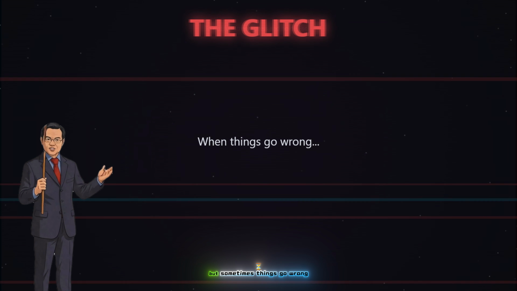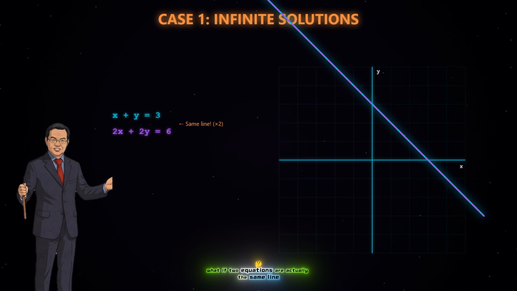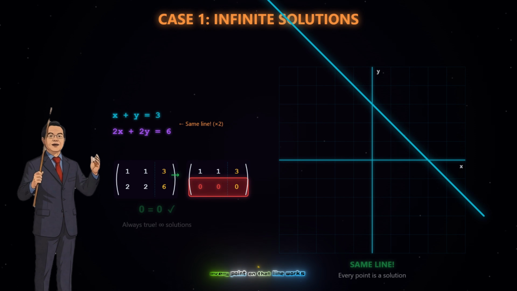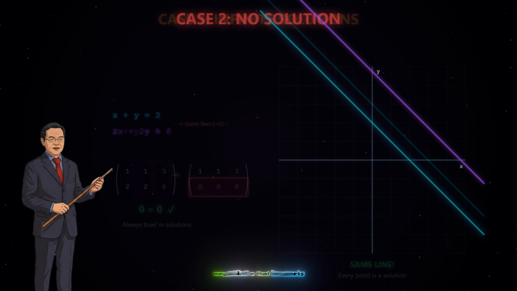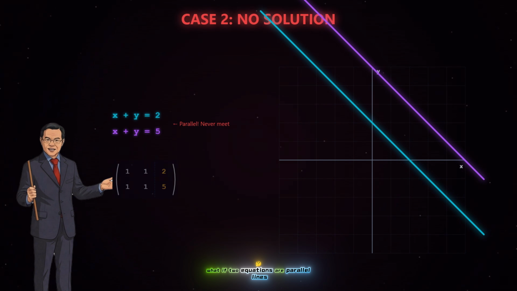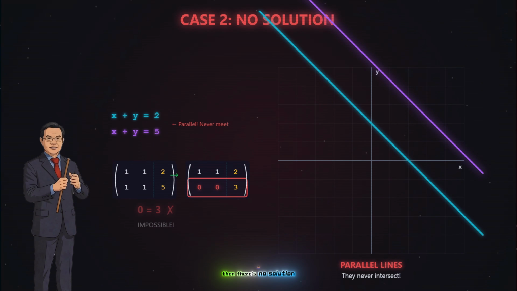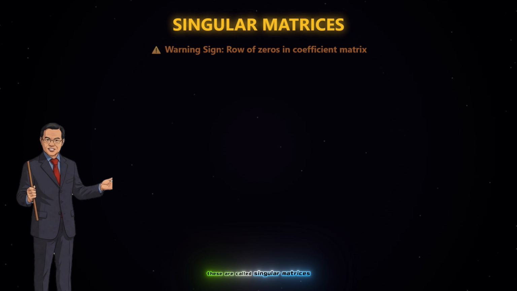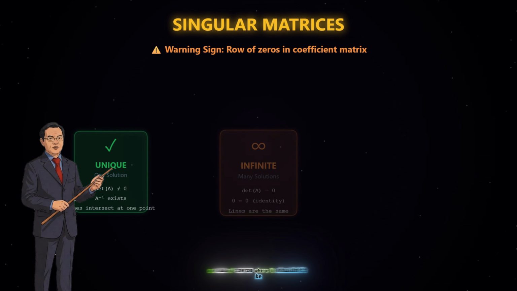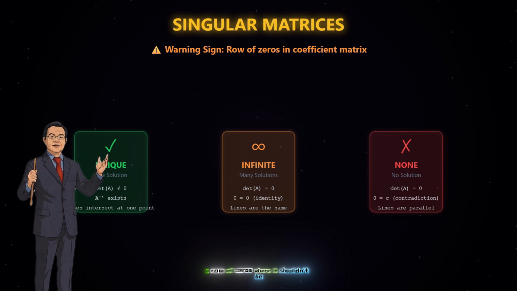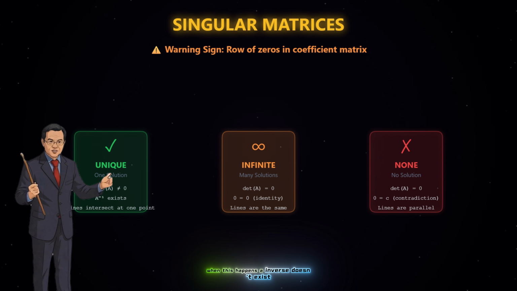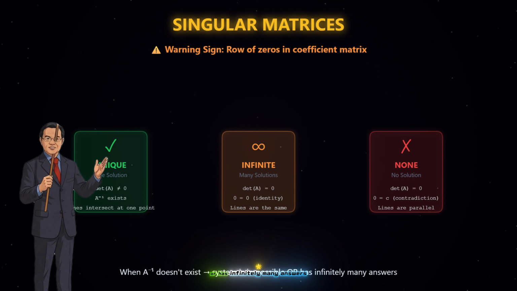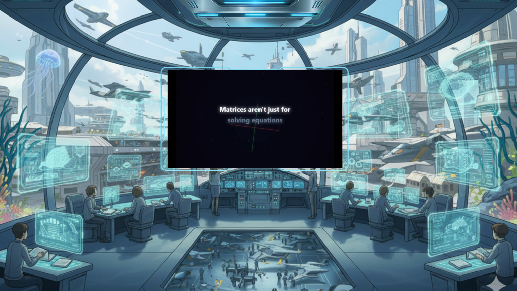But sometimes things go wrong. What if two equations are actually the same line? Then we have infinite solutions. Every point on that line works. What if two equations are parallel lines? Then there's no solution. They never intersect. These are called singular matrices. The warning sign? A row of zeros where it shouldn't be. When this happens, A inverse doesn't exist. The system is either impossible or has infinitely many answers.